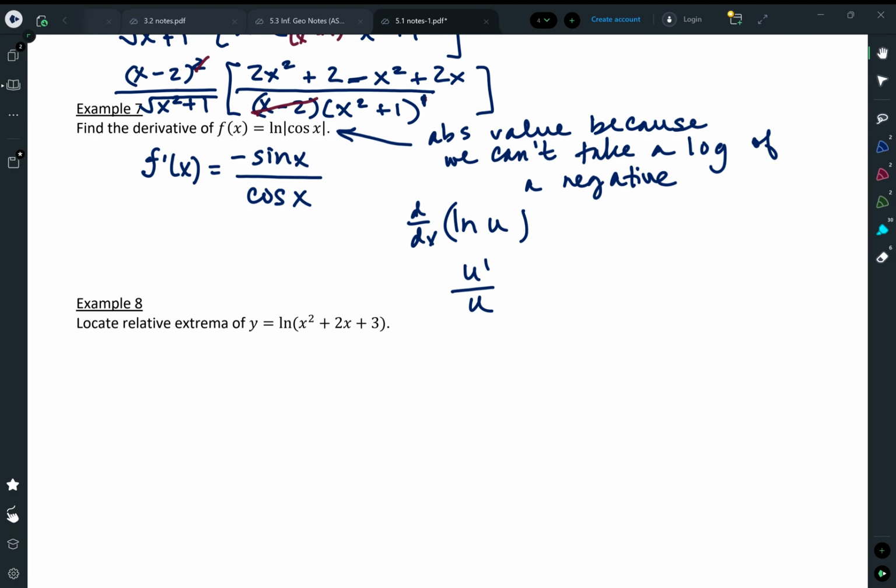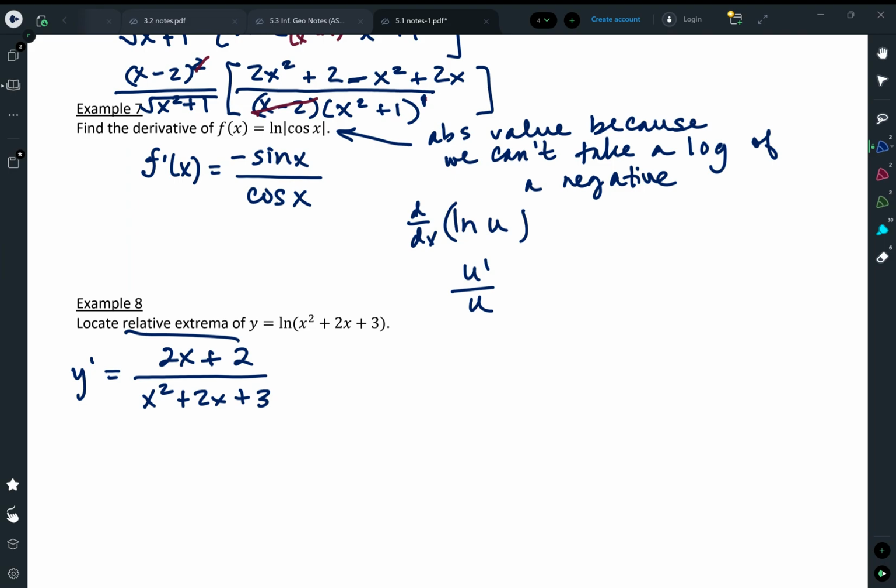Last one, we're trying to find extrema. So if we want to do this, remember just like before, we need to take a first derivative, set it equal to 0 and undefined to find our critical numbers. We can investigate them by making a chart. So let's start out with finding our derivative. So y prime equals u prime over u. So that means the x squared plus 2x plus 3 goes in my denominator. My numerator would just be 2x plus 2, the derivative of that inside function, x squared plus 2x plus 3.